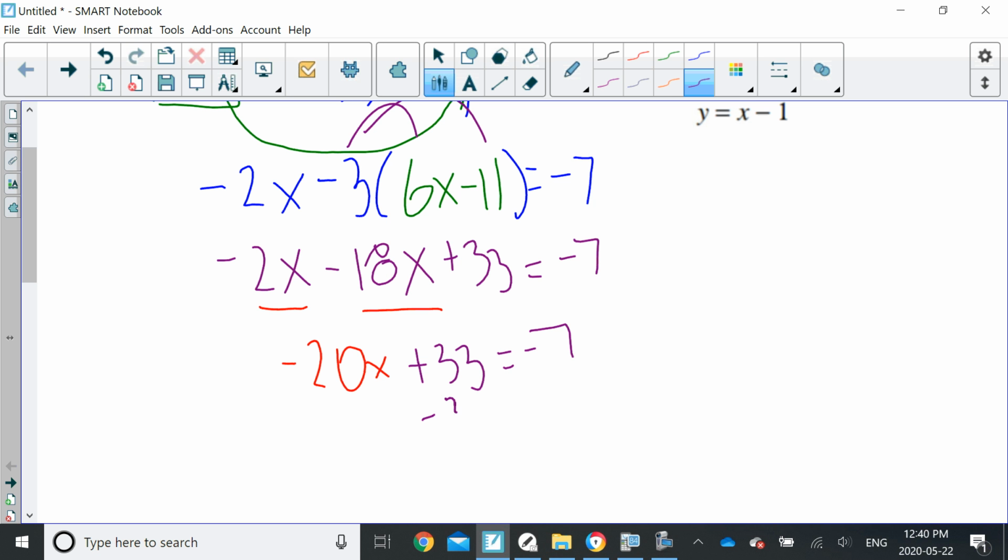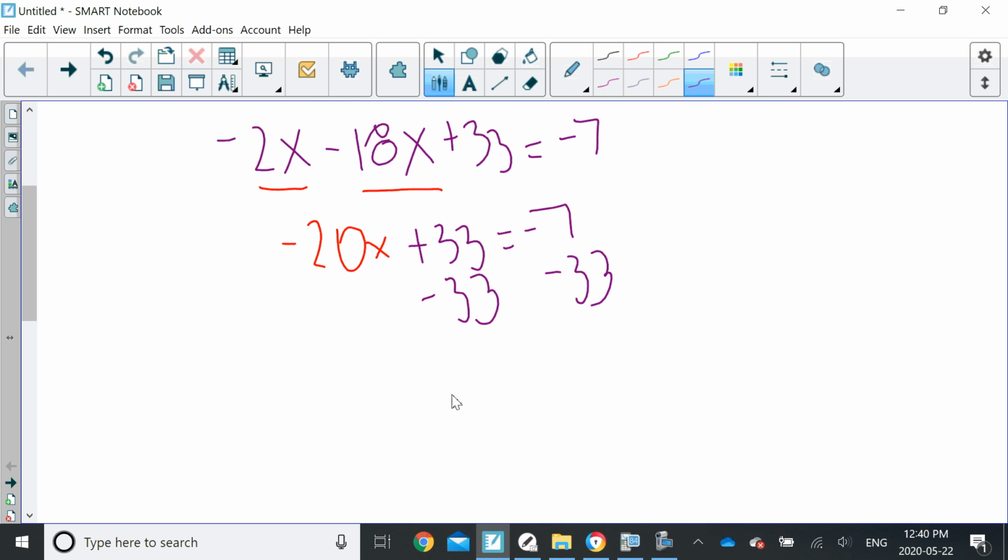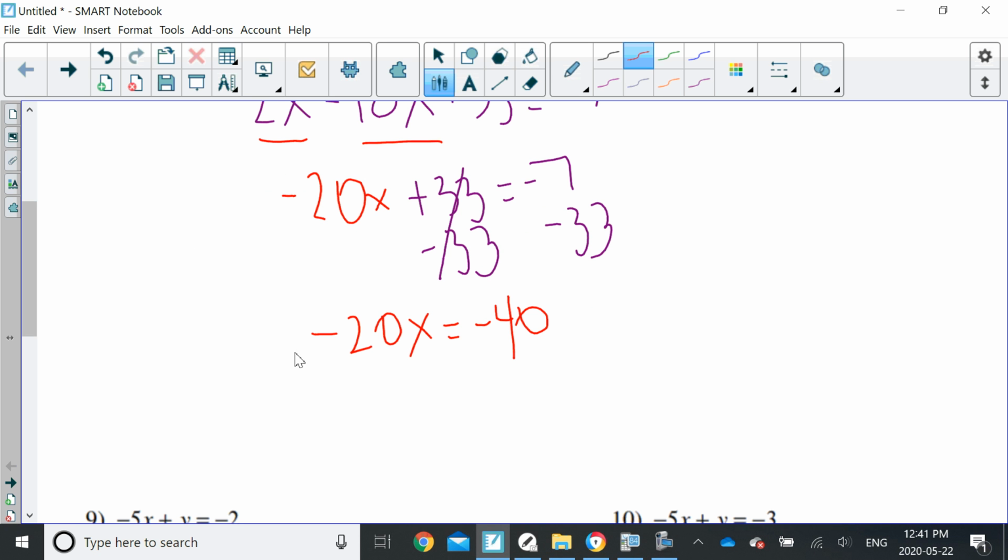Let's get rid of that 33 by subtracting it from both sides. And then what will I have? Negative 20x is equal, what would that be, negative 40? Isolate your x. We got to get rid of that negative 20 by dividing both sides by negative 20. And x is equal, negative 20, or sorry, negative 40 divided by negative 20 is 2.